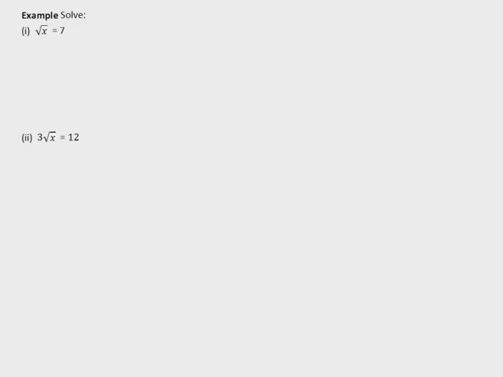Solve. Square root of x is equal to 7. So we're looking for a number x whose square root is 7. The easiest way to solve this equation is to square both sides. So square root of x squared is equal to 7 squared. The square root of x squared would just give me x. That's the meaning of square root of x. It's that number which when squared gives me x. So x is 49. And we know that.